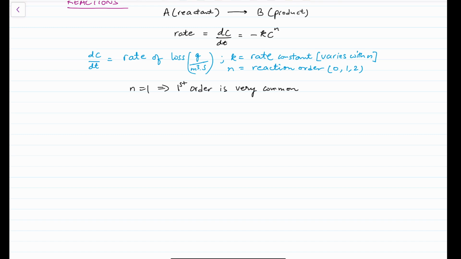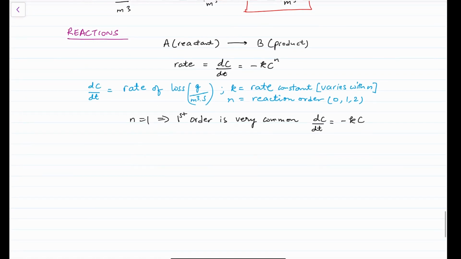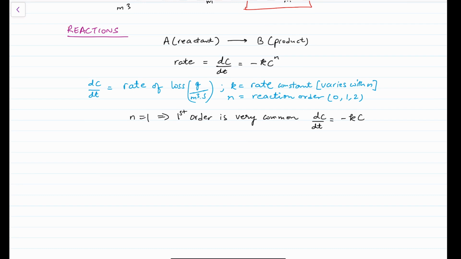And in that case, dC over dt is equal to minus kC. And where do we use these reactions in mass balance? When we have radioactive decay, when we have reactions forming ozone, when we have carbon monoxide. So in a lot of these situations we would use this kind of reaction term in the mass balance.